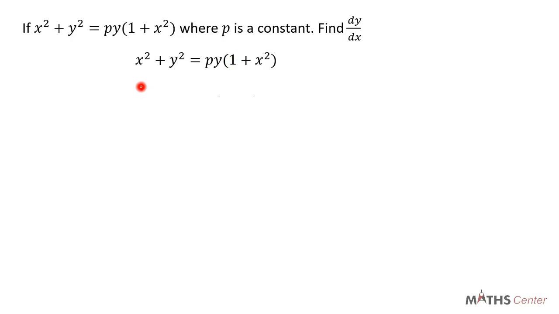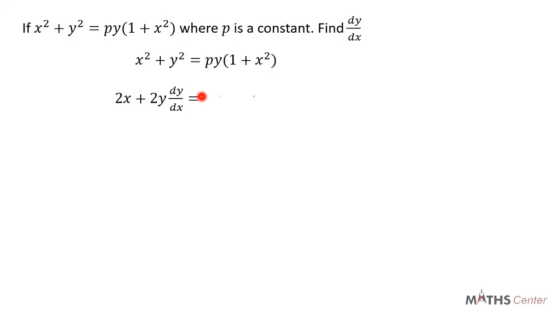We are going to find dy dx, so we will differentiate each term. Let's begin with the first one, which is x squared. When you differentiate x squared, you have 2x. Then plus, when you differentiate y squared, you have 2y. But it is a term containing y, and anytime we differentiate a term containing y, we have to multiply it by dy dx.